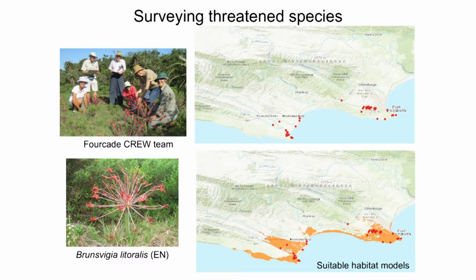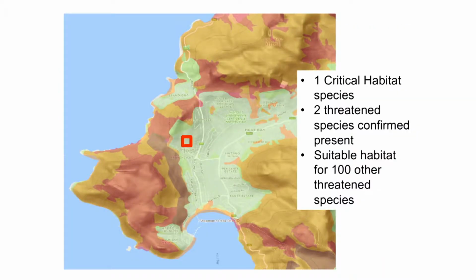We also then survey threatened species over a long period of time, and this is the 4K Crew group working in Cape St. Francis in the Eastern Cape, and they've been monitoring Brunsvigia, an endangered species. The first map you can see is where the species occurs, and then we managed to map out suitable habitat models for this particular species. We've also got a site on the Cape Peninsula that has one critical habitat species, and is suitable for various other species. So in terms of offsetting habitats, we can now find more and more of these sites and start doing restoration work in them.